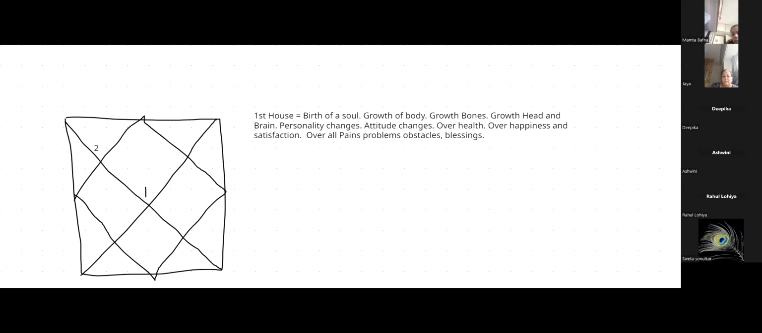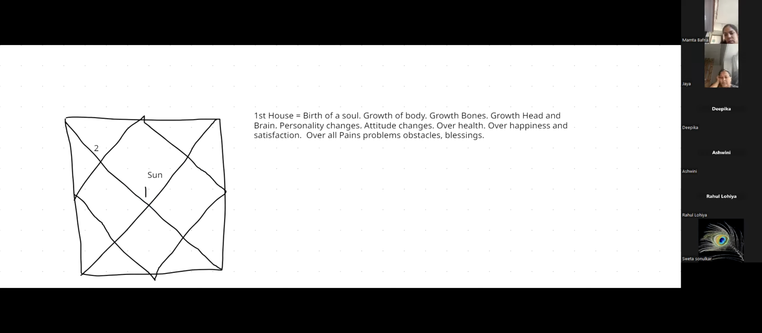And which planet is responsible for the first house? The Karaka. This is just a brief I'm giving. We will do in depth about each house, each Karaka. Okay? The Karaka of the first house is Sun. So just write it down here below this. Or maybe right here. Sun.